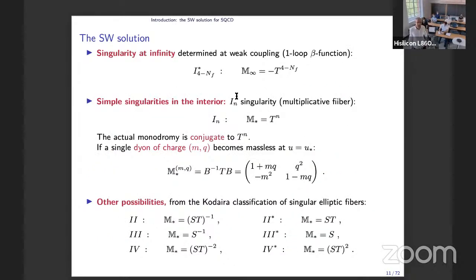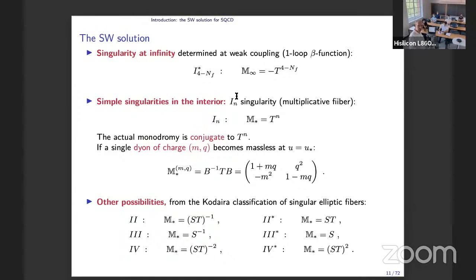The singularity at infinity can be determined just by weak coupling semi-classical considerations. It's determined by the beta function, which we said is 4 minus N_F. That's the beta function of SQCD. So the actual monodromy will be minus T to the 4 minus N_F. That's what is called, in the parlance, the I*_{4-N_F} singularity. You can have what I would call simple, or ordinary, Seiberg-Witten singularities in the interior, which are so-called I_N singularities, where you get T to the N for an I_N, without the minus. That's what is called the multiplicative fiber.